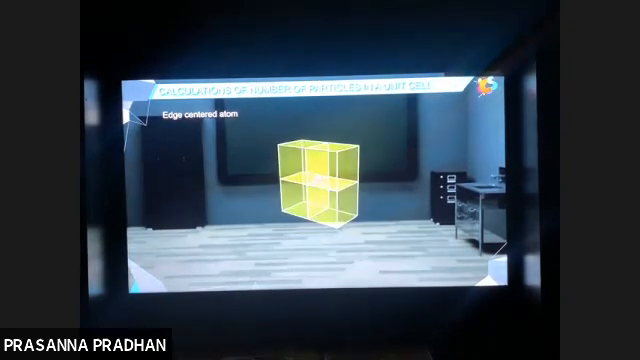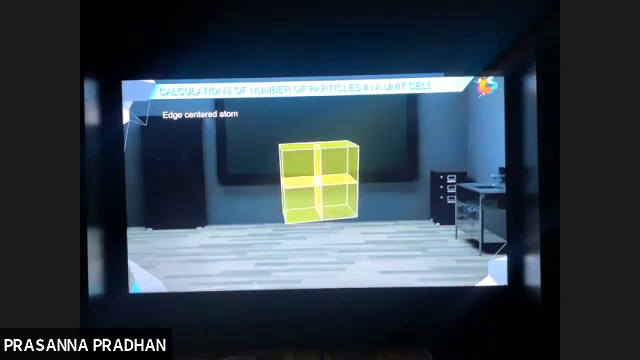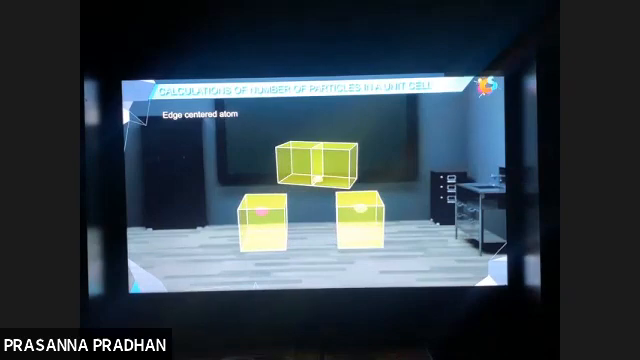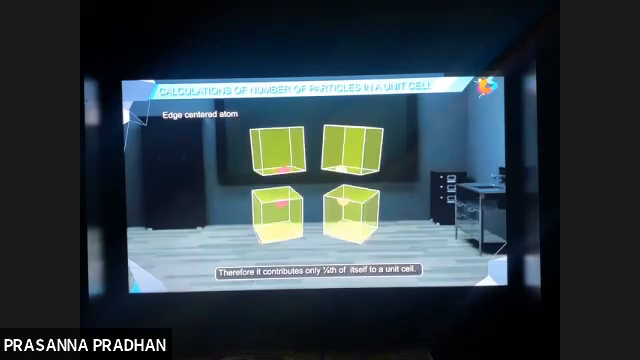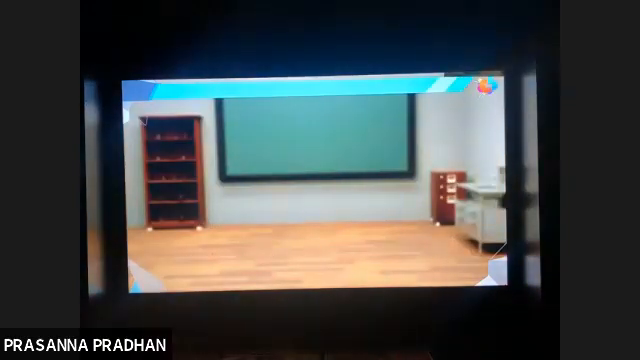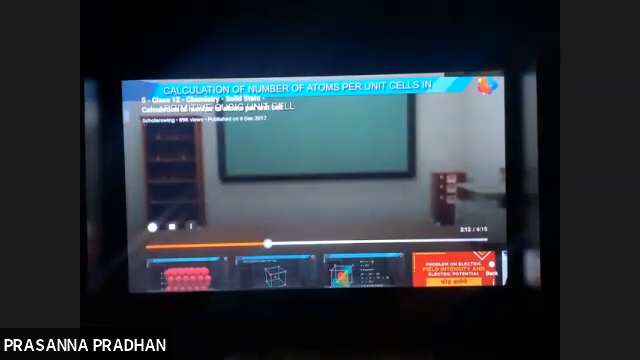An edge-centered atom is shared by 4 adjacent unit cells in the crystal lattice. 2 unit cells are present in the lower layer and 2 unit cells are present on the upper layer. Therefore, it contributes only 1/4 of itself to a unit cell. Calculation of number of atoms per unit cell in a primitive cubic unit.